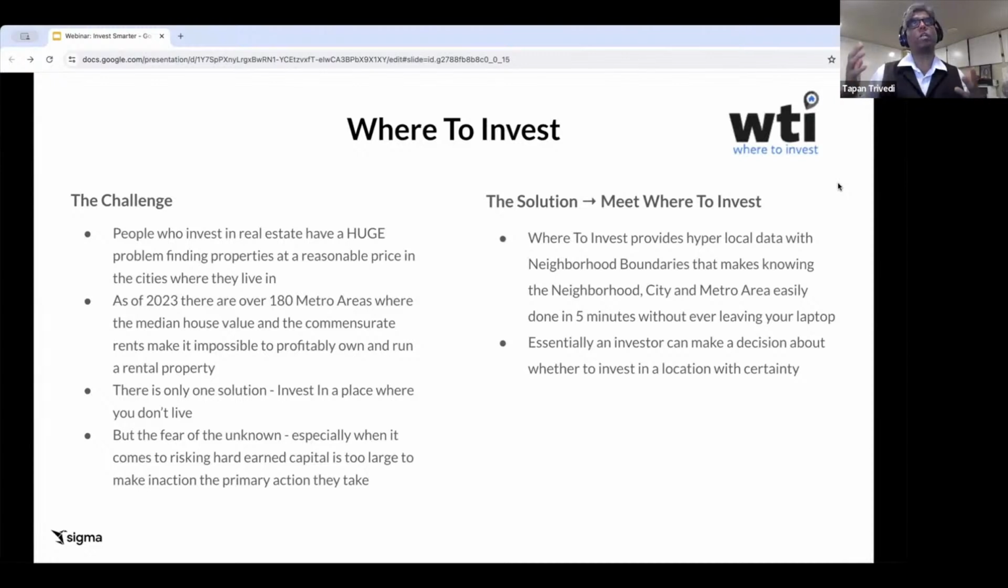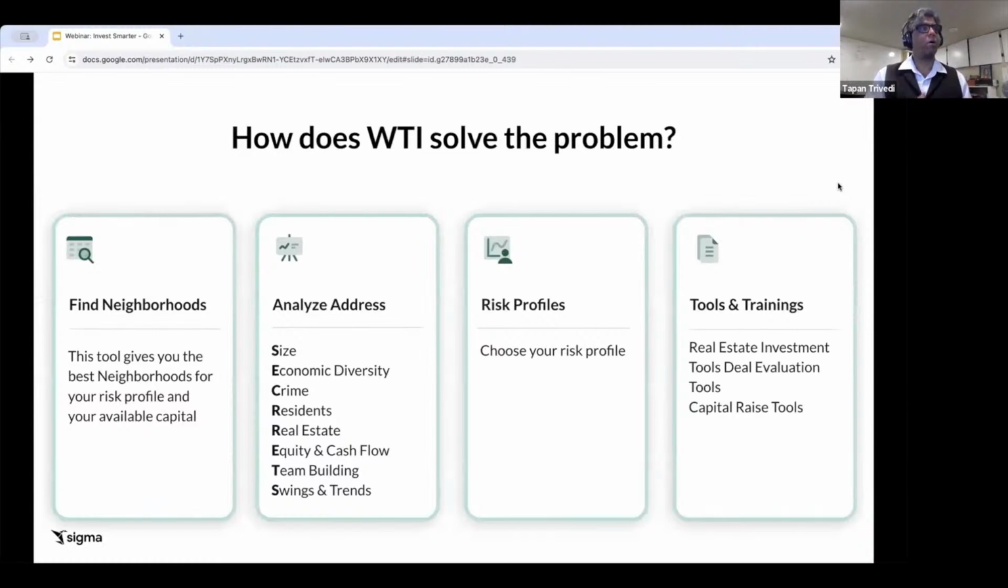And the solution that we have is two products. One is the address evaluator, and one is the find neighborhood. So we have find neighborhoods, and you can input how much capital you have, what kind of real estate outcome you are after. Are you investing for cash flow? Do you want to flip houses, or do you want to do BRRRR, which is buy, rehab, rent, refinance, and repeat? It's like the hot term in real estate for the last few years.